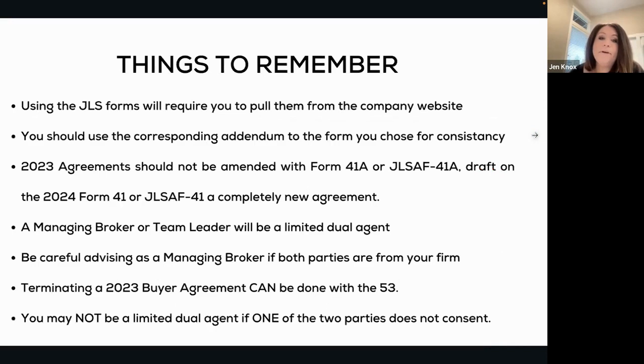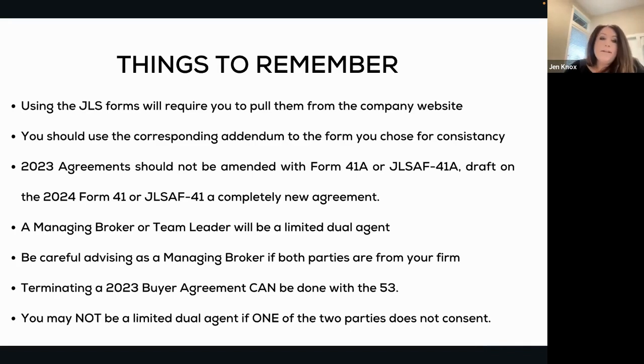Some things to remember about these buyer agreements and amendments for these buyer agreements. If you're using the John L. Scott forms, you need to be pulling them from the company website. Those are going to be the most updated ones. We cannot use anything dated from 2023, or that hasn't been updated for the new changes.